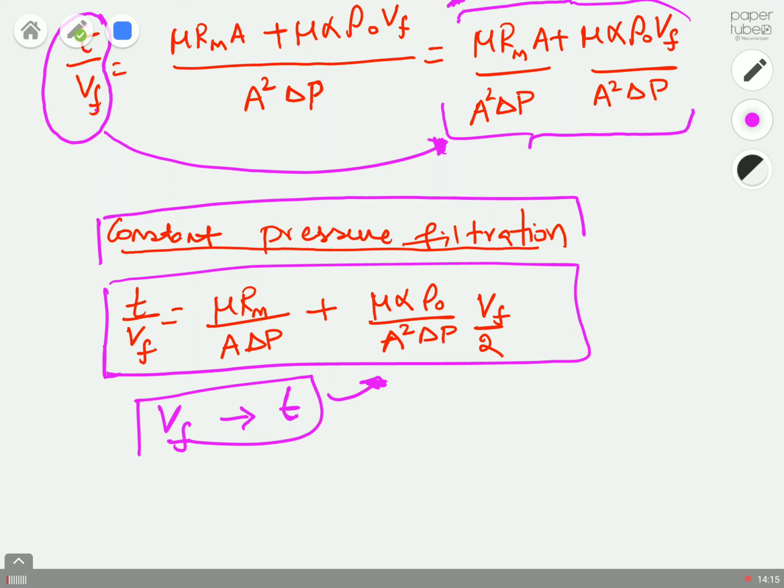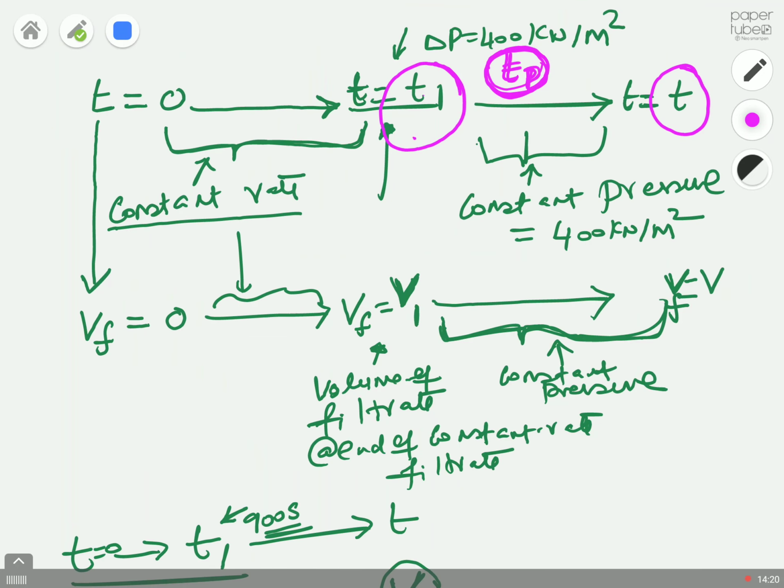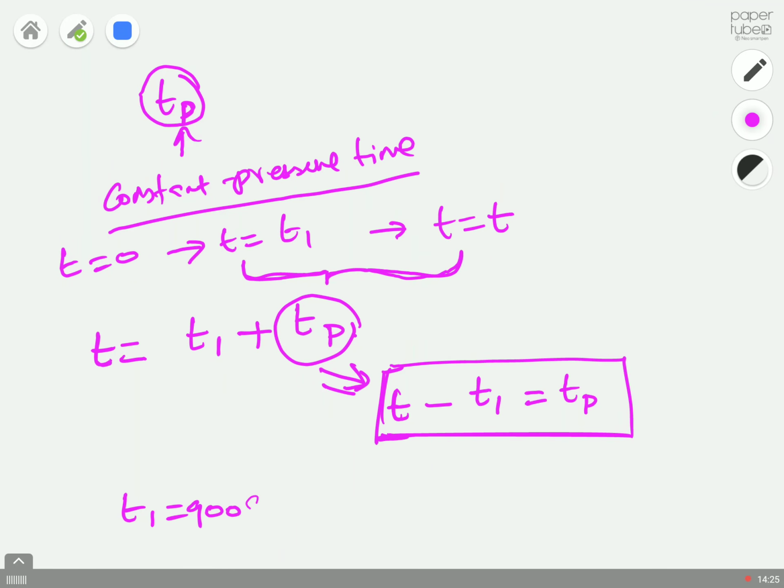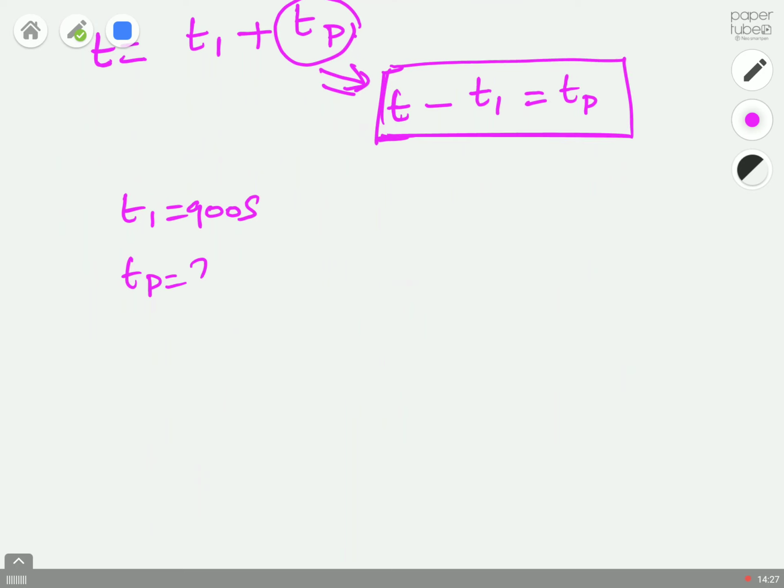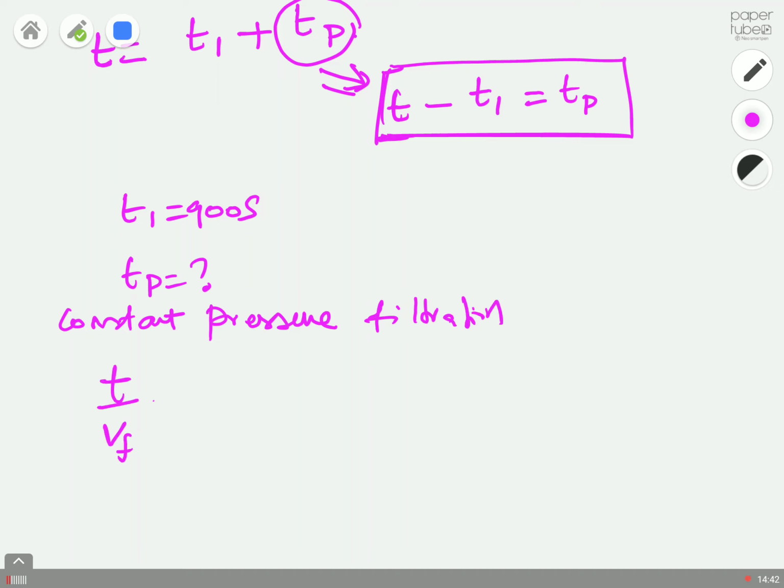So let's go solve the problem. Since we already know T1 is equal to 900 seconds, now we need to calculate Tp. So how to do that? We know that for constant pressure filtration, let's write the equation: T by Vf is equal to alpha rho 0 mu divided by 2A squared delta P, multiplied by the volume of filtrate.